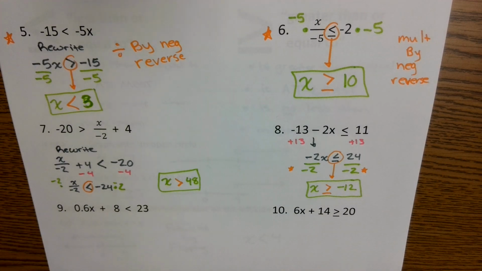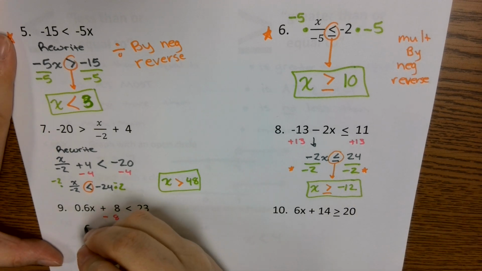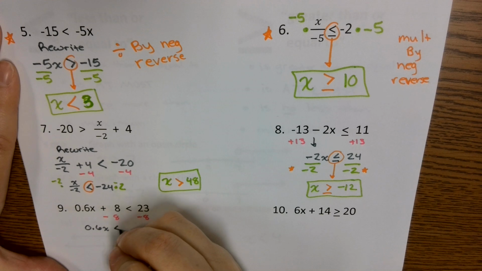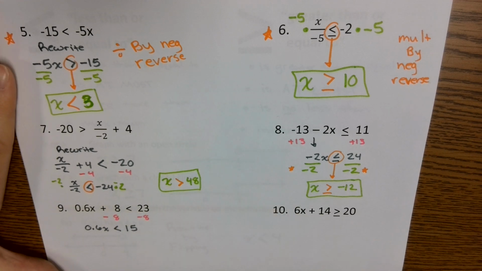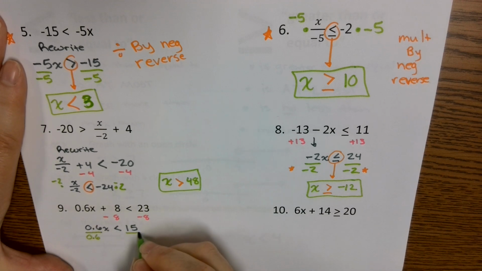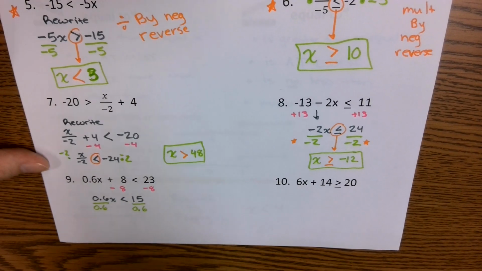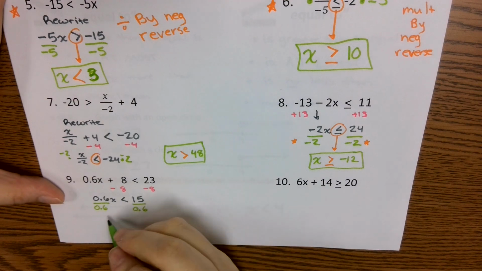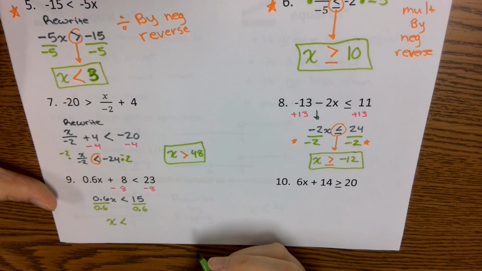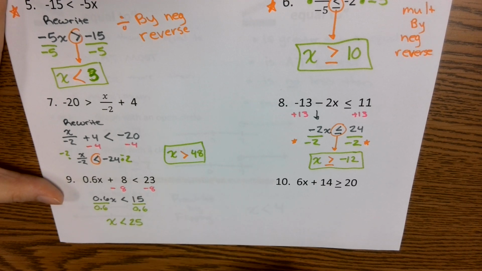Okay, for my last two problems, problem number 9, we have 0.6x plus 8 is less than 23. First thing we're going to do is subtract 8 from both sides. We're going to get 0.6x is less than 15. Then we're going to go ahead and divide both sides by 0.6. And Caleb, tell everybody what you discovered again. What happens when we divide by a value smaller than 1? The answer goes up. And what does the answer become? 25. X is less than 25. Okay. Any questions?